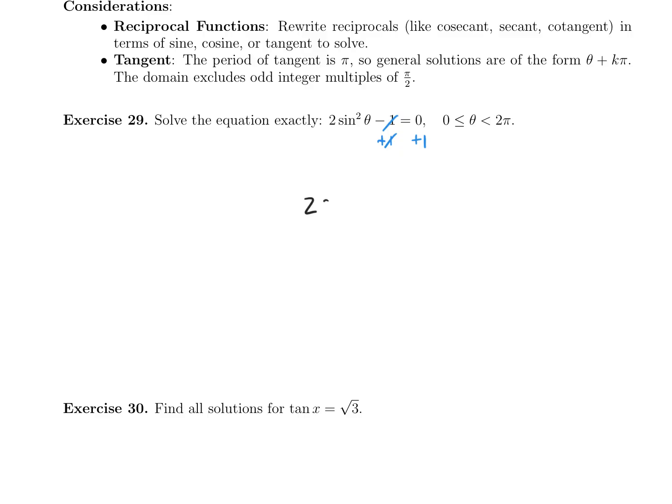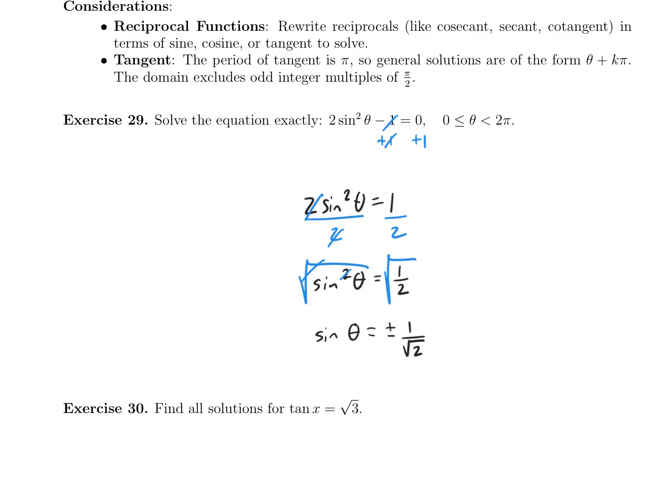Okay, 2 sine squared theta equals 1. Divide by 2. Sine squared theta equals 1/2. And this time we have to take the square root of both sides to cancel out the square. So when that happens, remember, we do get a plus or minus. The square root of 1 is 1. However, 2 is not a perfect square, so we have to write that as square root of 2.